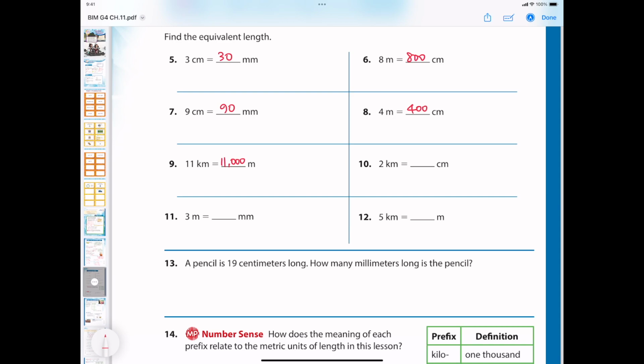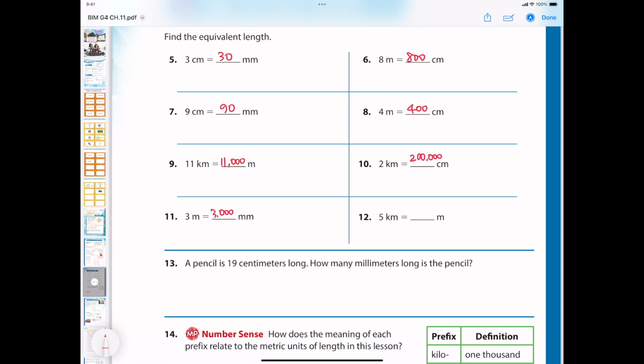And then 2 kilometers in centimeters, we just did it. What? 100,000, right? So times 100,000 times 2 is what? 200,000 centimeters. And 3 meters is equal to what millimeters? It's going to be 3,000 millimeters.